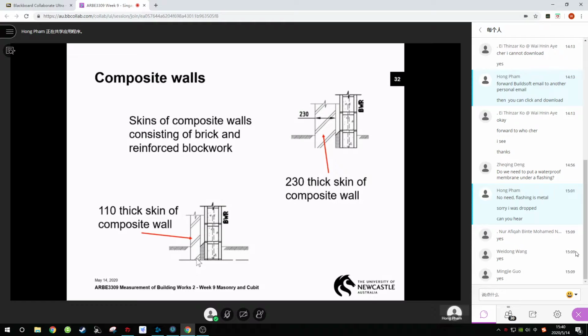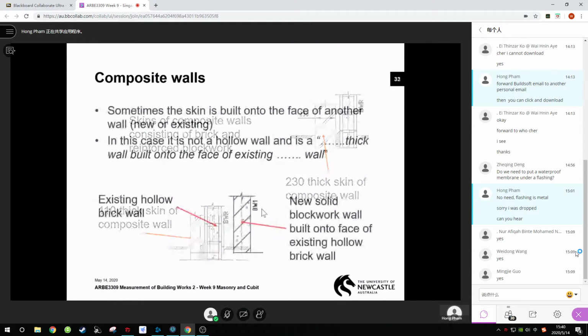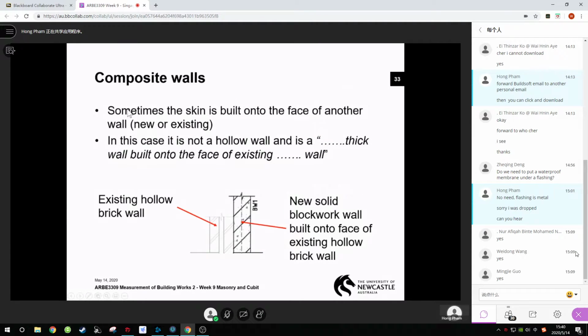Sometimes the brick wall is built onto the face, and you've got to say that's built onto the face of an existing wall or another wall, and you'll just say built onto the face. What they do is they'll fix ties onto the face of the existing wall and build the new brick or block wall onto the face of it. You've got to mention that.